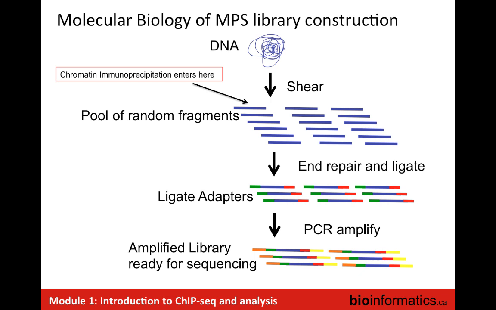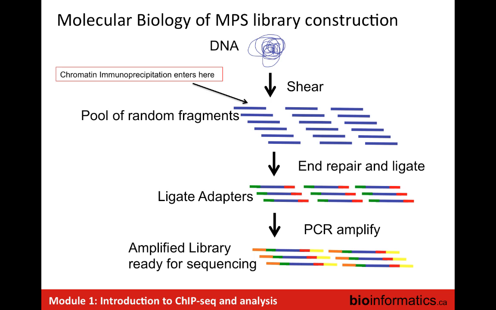In this case, DNA, and of course we've sheared the DNA using nucleosomes or sonication, and then we get a pool of random fragments, which we then end repair and ligate. If we sonicate, we've got these long ragged ends that need to be filled in or chewed back. If it's micrococcal nuclease, it's more of a blunt end. We ligate adapters to them, and then typically for ChIP sequencing, almost exclusively, we then PCR amplify.